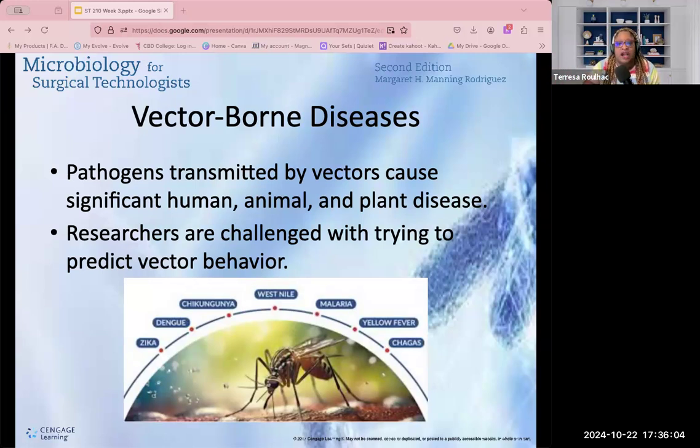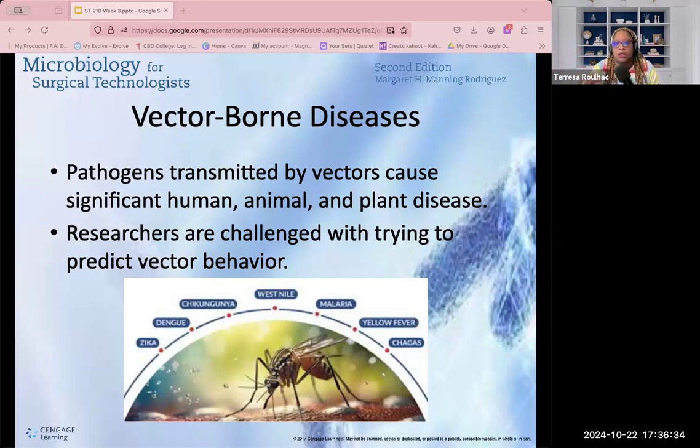Vector-borne diseases can cause significant morbidity and mortality worldwide. For example, malaria, which is transmitted by mosquitoes, or Lyme disease transmitted by ticks. You hear me saying these diseases again because you may have to identify which vector could potentially cause what type of disease. Okay. Now, we look at animal and plant health.